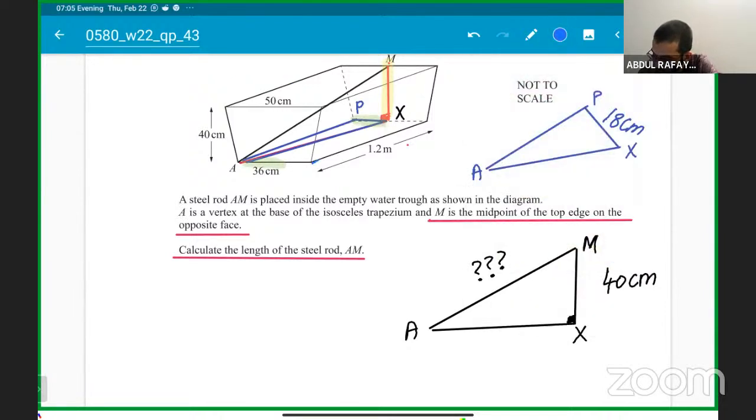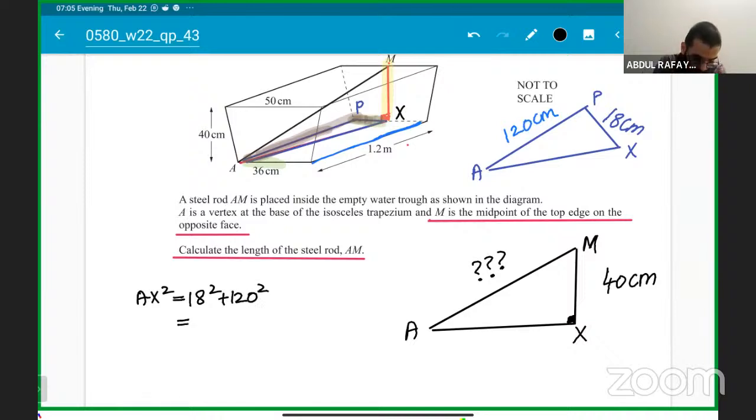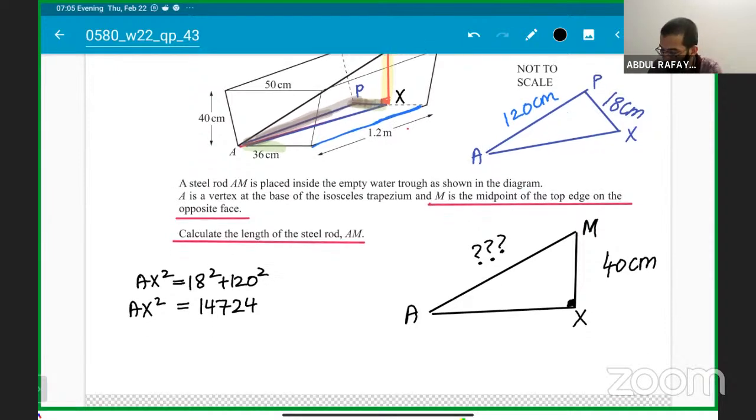And if this is 1.2, that blue line will also be 1.2 meter. Because we are dealing in centimeter, we can write 120 centimeter as AP. I'm repeating it: AP is 120 centimeter, PX is 18 centimeter. So AX square is equal to 18 square plus 120 square. We got 14,724 as AX square.